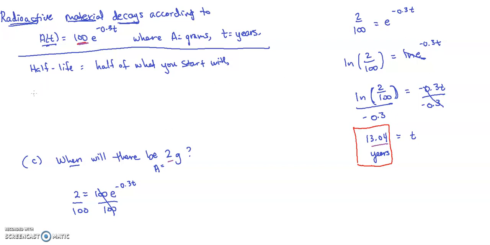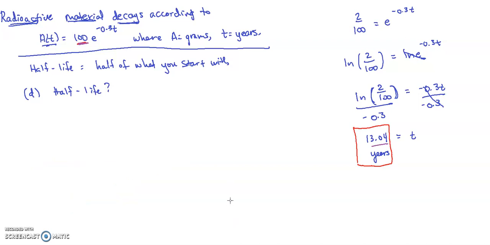So let's say for part D, we want to know what is the half-life of this substance. So if we want to find the half-life, that means that we're looking for where it's half of what we started with. We started with 100, so we want to know when our amount is 50. Okay, so that's what the half-life means. It's half of what you started with. So you plug that in, and you're going to see it's going to solve the exact same way as the last problem.